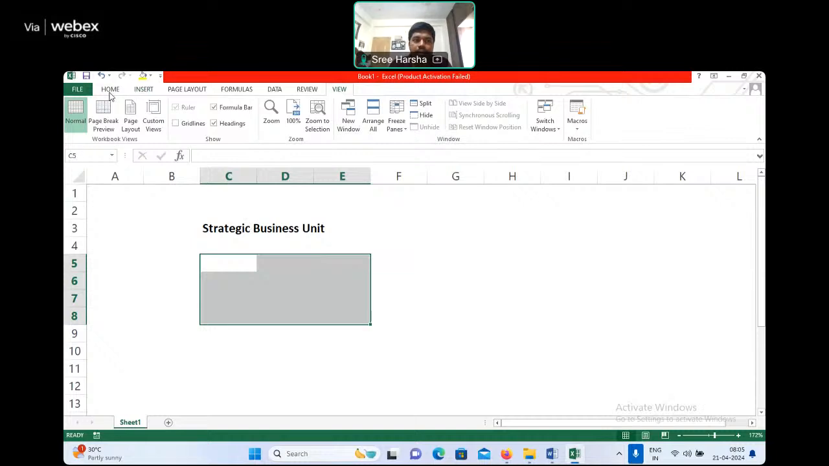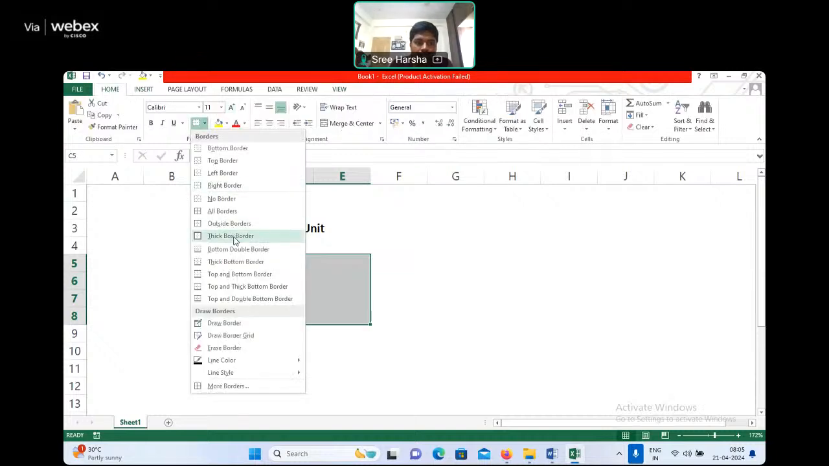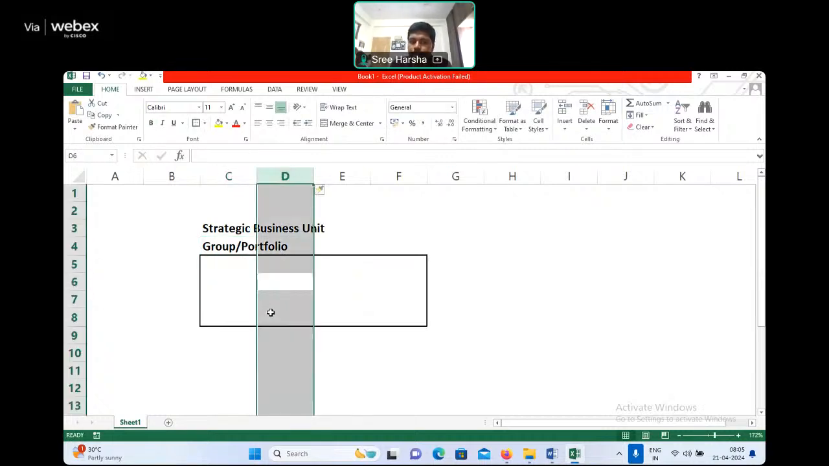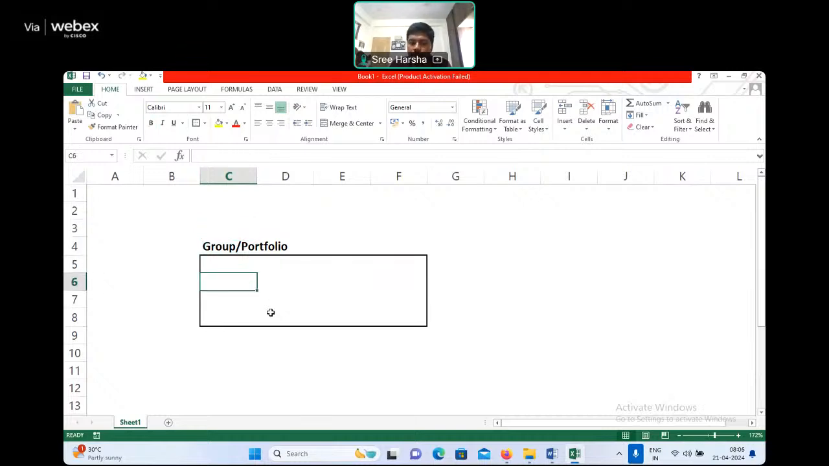SBU is nothing but, for example, I am drafting Reliance Group. An SBU is an independent entity within a particular portfolio. A group is also called a portfolio. Now, you already know about the Reliance portfolio. A group or portfolio will contain different SBUs: SBU1, SBU2, SBU3, SBU4, SBU5. There will be so many. The put-together set of SBUs is what is referred to as a portfolio. A group of SBUs is called a portfolio.